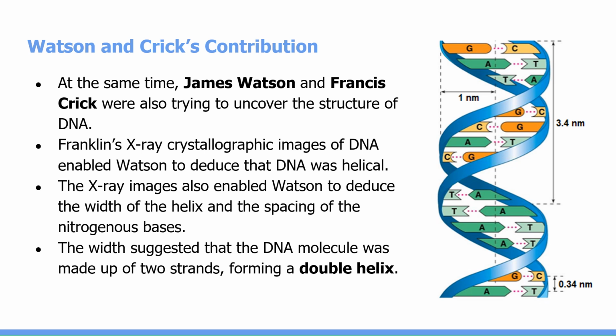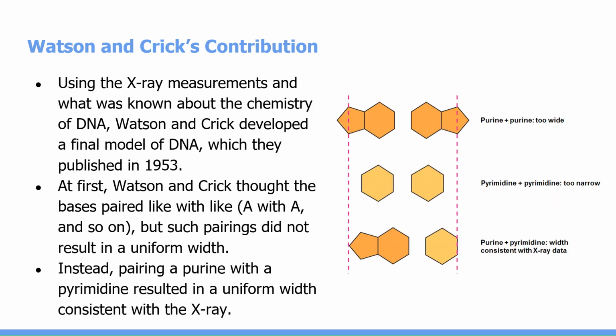At the same time, these two guys were trying to uncover the structure of DNA as well. Watson used Franklin's X-ray images to deduce that the DNA was helical, as well as able to calculate the width and spacing of the nitrogenous bases. The width suggests that the DNA molecule was made up of two strands forming a double helix. So Watson and Crick developed the final model of DNA in 1953.